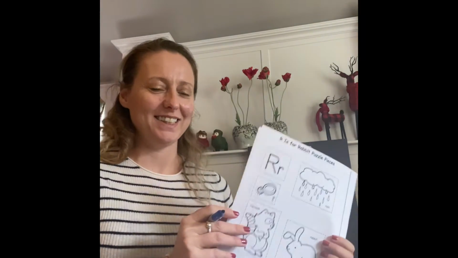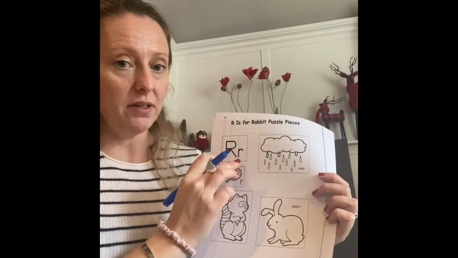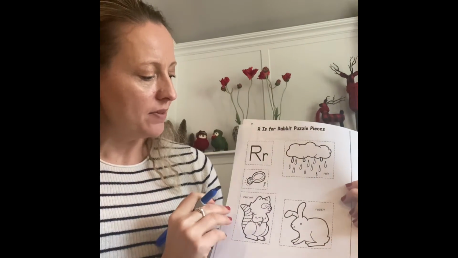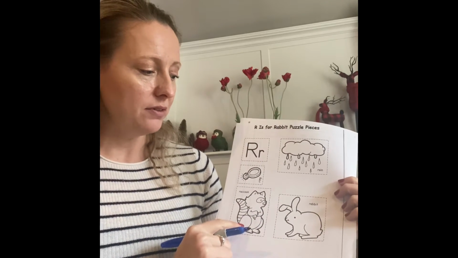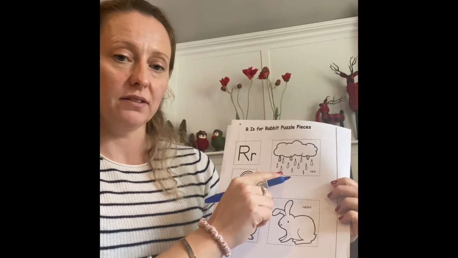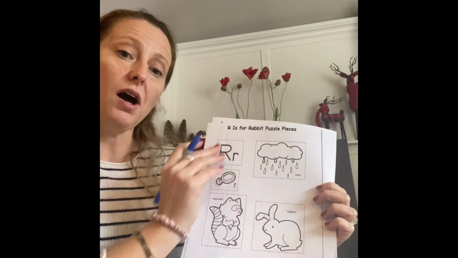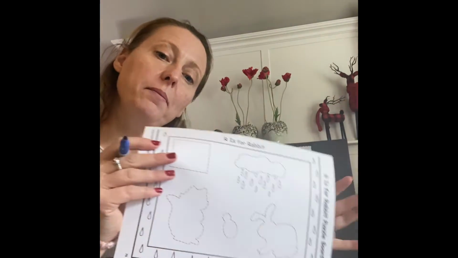Let's look at some R words. Let's review our R words. Okay, here's our letter R, our capital and our lowercase letter R. We have a ring, a raccoon, a rabbit, and rain. So you know what to do. Color these, cut them out, and then match them up.